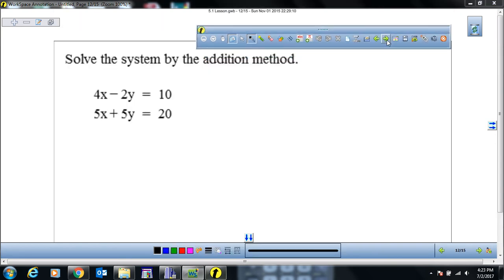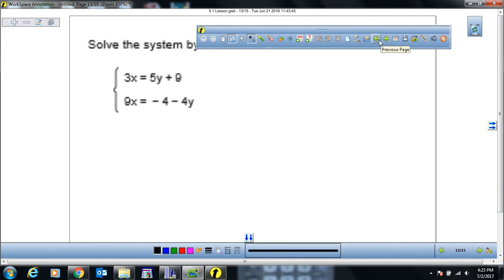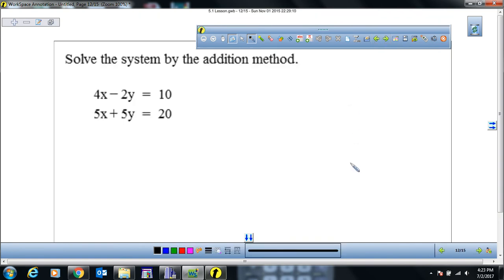We're going to solve the following system by the addition method. So let me check something first. Yeah, so let's solve this one. Solve the system by the addition method. Step 1: it has to be in the form ax plus by equals c, which in this case both of them are.